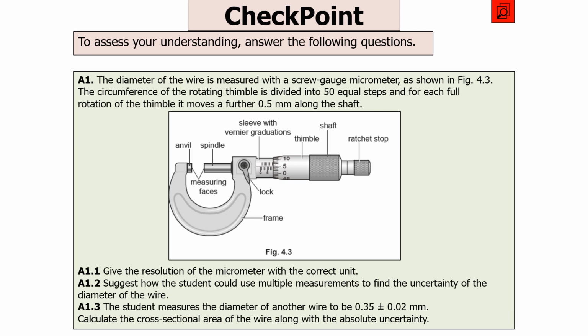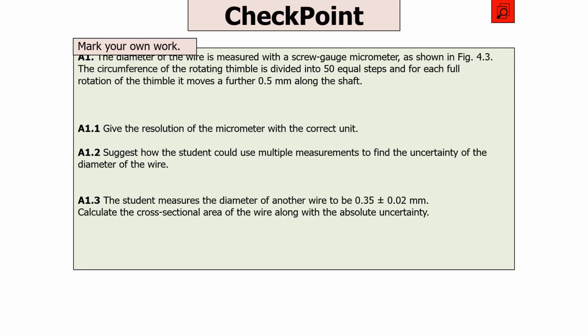Then the student measures the diameter of another wire to be 0.35 plus or minus 0.02 millimeters. Calculate the cross-sectional area of the wire along with absolute uncertainty. So pause the video now, then unpause the video when you want to go through your answer. Right, it's a fact that you've got to know that a micrometer has a resolution of 0.01 millimeters.